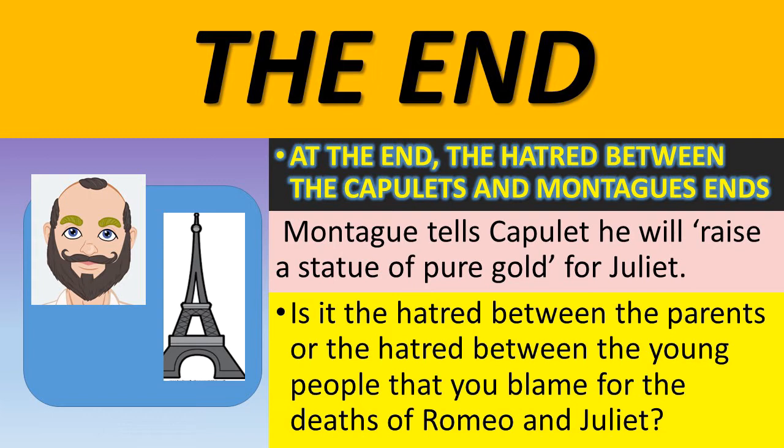And we're going to end here with a bit of a conclusion that asks a few questions about the wider play. So is it the hatred between the parents or the hatred between the young people that you blame for the deaths of Romeo and Juliet? Or maybe a bit of both. But share your own opinion. Whose responsibility do you think it is for the deaths of Romeo and Juliet and their demise at the end of the play? So you can conclude with a really wonderful, poignant, thoughtful comment and share your own opinion about the play. You've got about 5 minutes to do that, and you'll hear from me when your time is up.